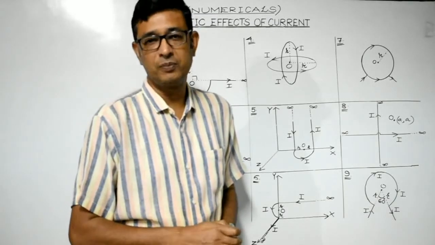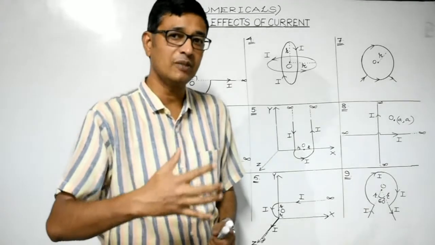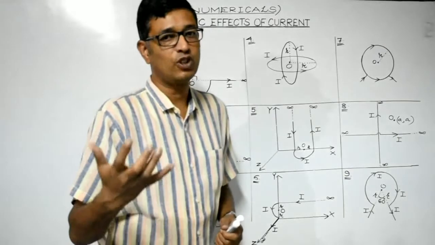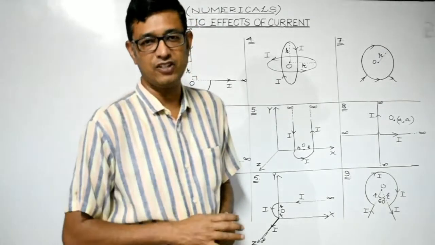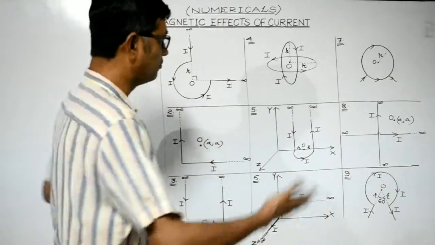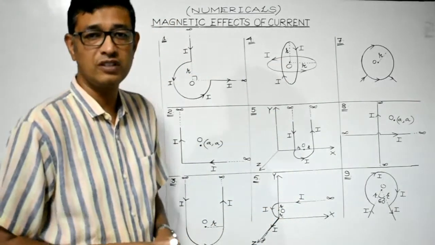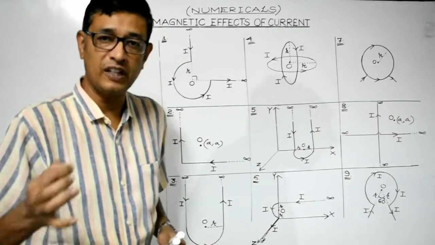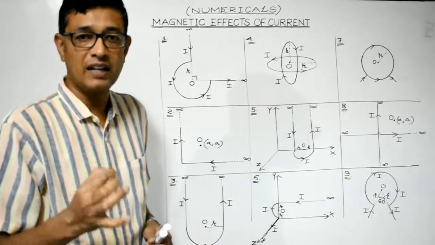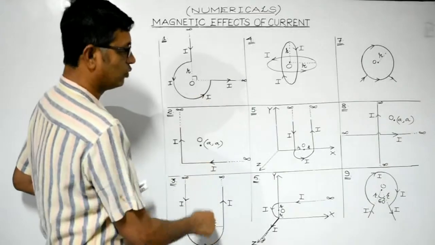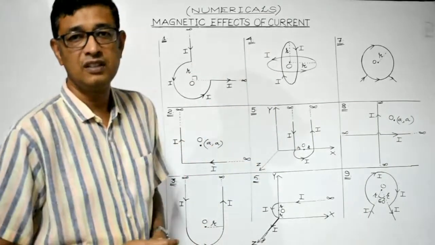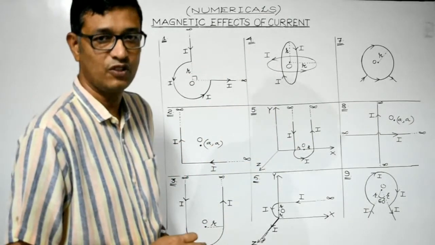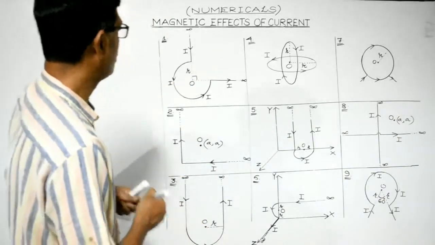As I promised in the previous session that we'll be discussing some more numericals based on Biot Savart law and its application. So here it is. I've come with another set of 9 questions. In each of these 9 questions, we are supposed to find out the strength of the magnetic field at point O due to these different current carrying systems, right? So let's proceed with question number 1.